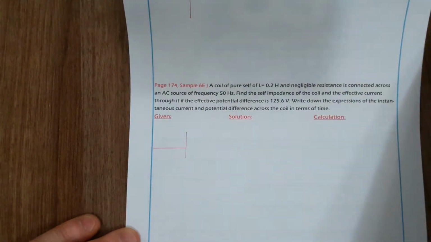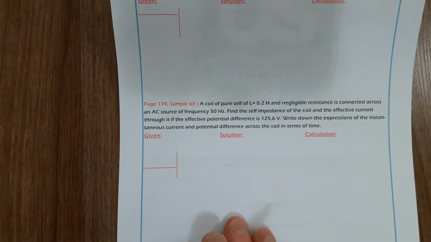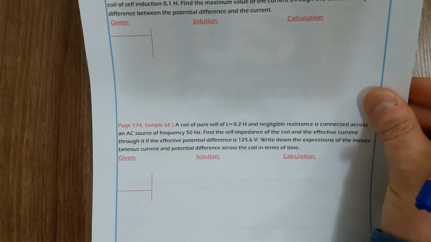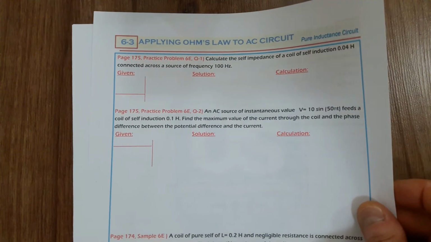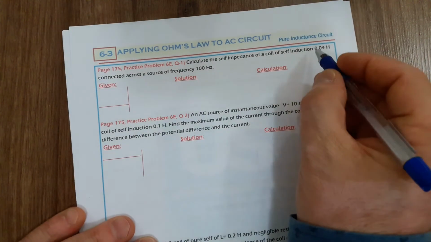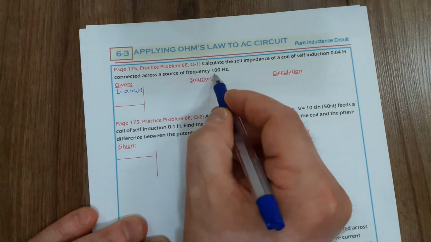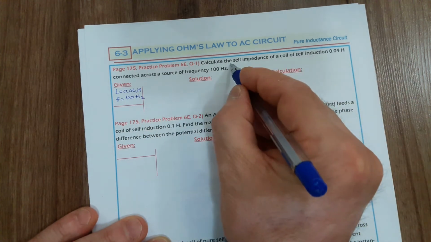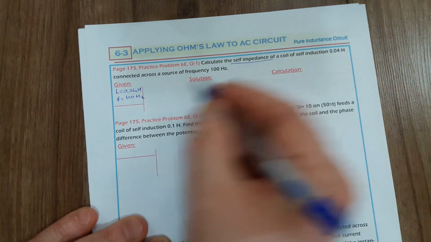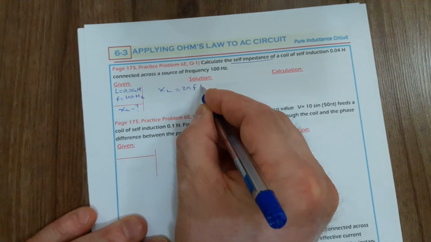And let's solve some problems about this. First problem is: calculate the inductive impedance of the coil of self-induction 0.04 Henry. So L is given as 0.04 Henry, connected across a source of frequency 100 Hz. F is equal to 100 Hz. Calculate the inductive impedance, sometimes called self-impedance, XL. We know that XL is equal to 2 pi F L.